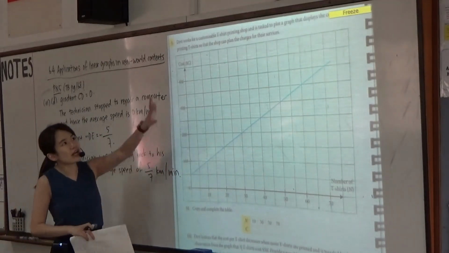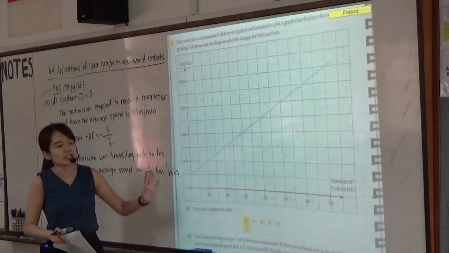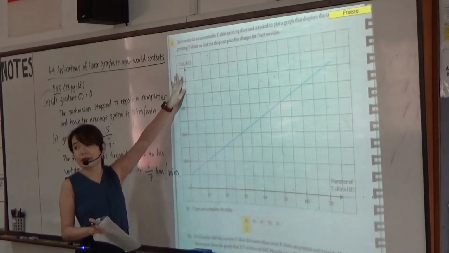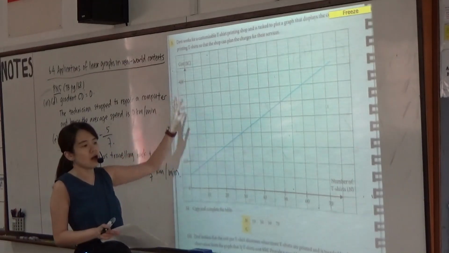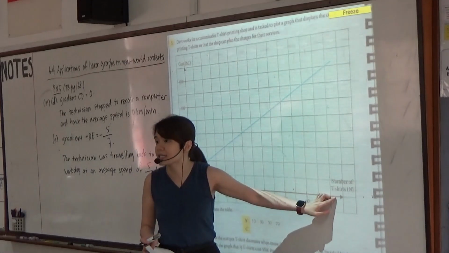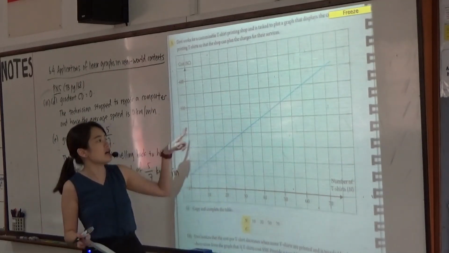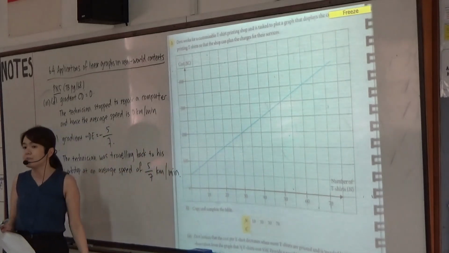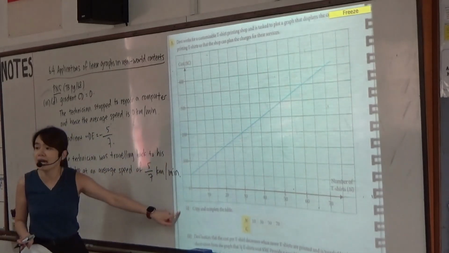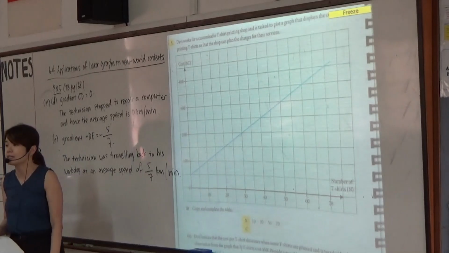So this graph itself tells us how much it is to print. The y-axis tells us the cost, and the x-axis tells us the number of t-shirts. So for a certain number of t-shirts, we can read the graph to know how much it will actually be to print. In part 1, it says copy and complete the table.